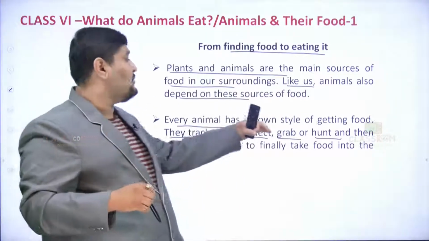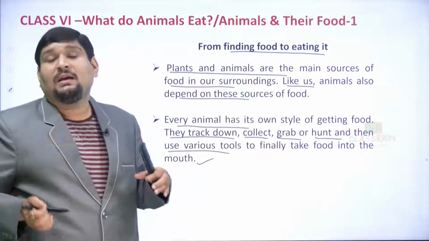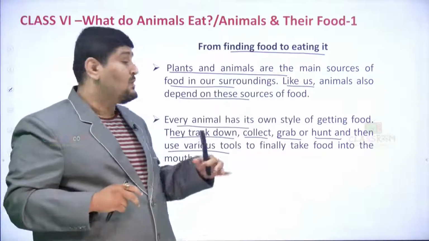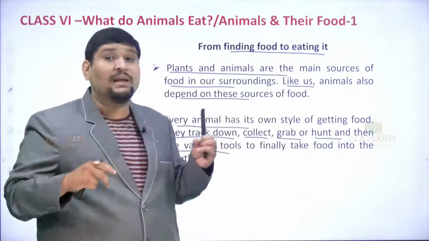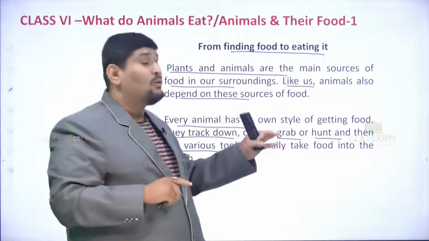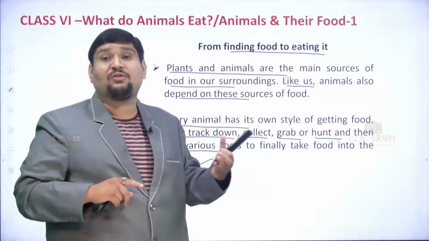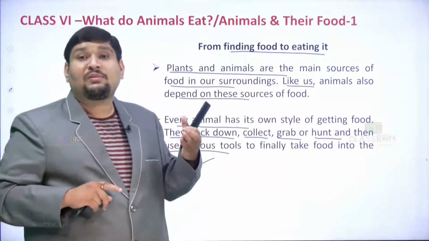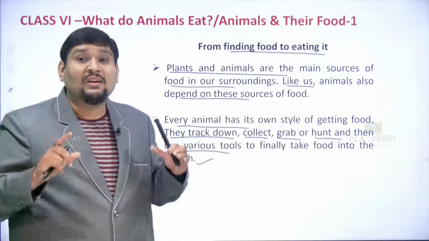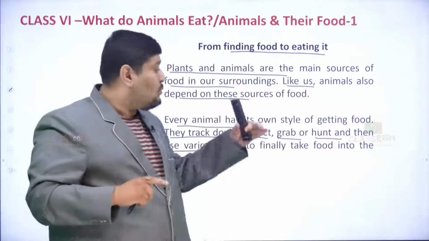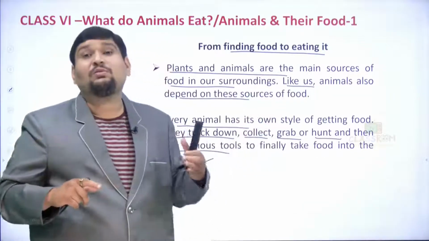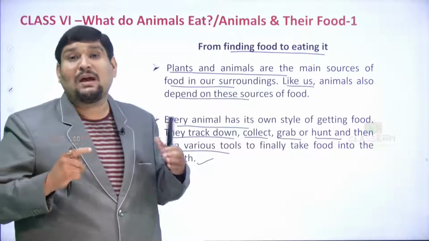There are different ways of eating. They have their own style of getting the food and having it. Some animals track down, collect, grab, or hunt other animals, because they want to eat the flesh of those animals, as in the case of carnivores. Many such animals have their own style of getting the food and having it.